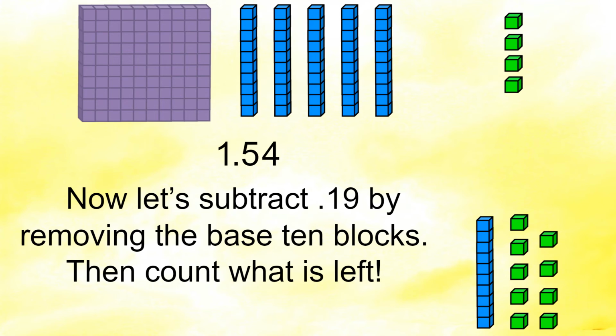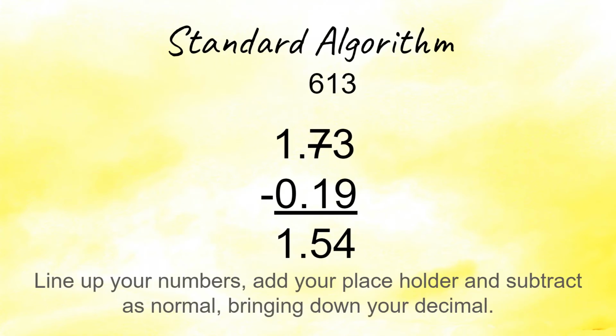So what would this look like as a standard algorithm or a math problem? I would have my 1.73 on the top, my 0.19, or 19 hundredths on the bottom. I would start in the ones place and subtract. So I would do 3 minus 9. I know I can't do that, so I need to borrow from my 7. 7 becomes 6, and 3 becomes 13 because we borrowed from the tens place. I now subtract 13 take away 9, and it gives me 4.